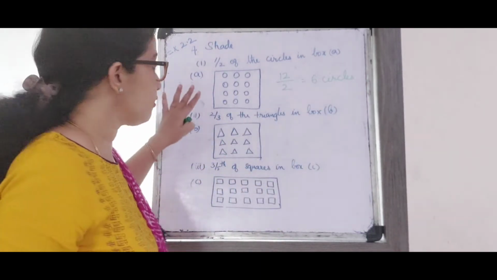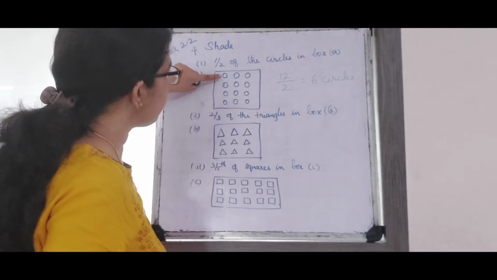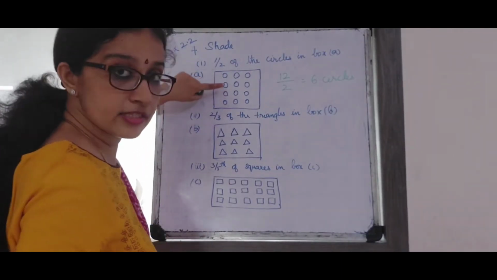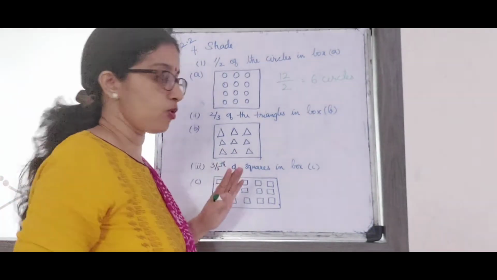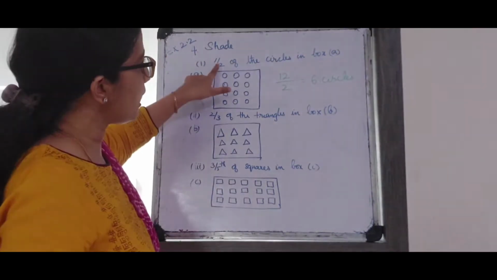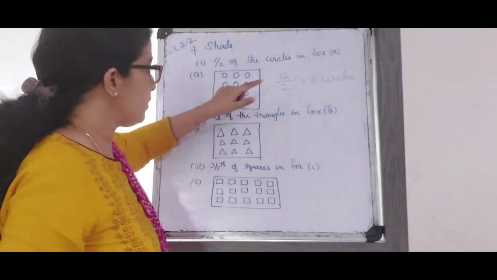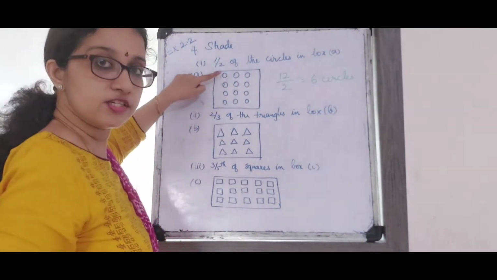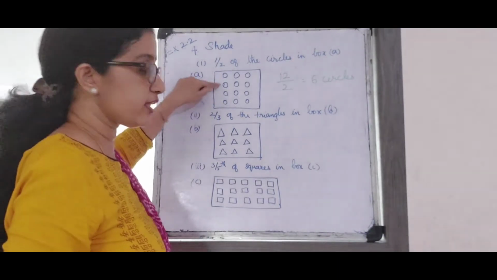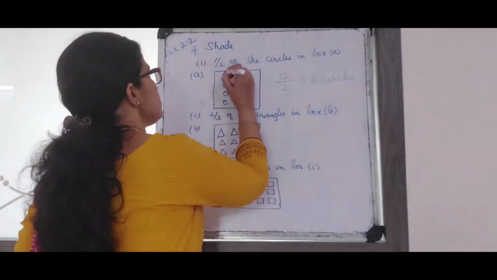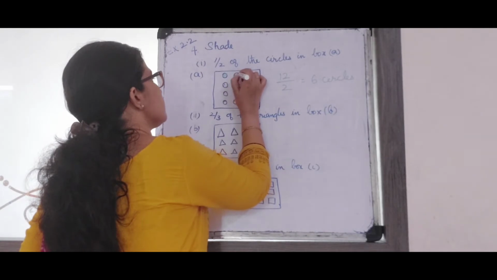There is another easier way. Just see, there are 4 rows in this box, right? 1, 2, 3, 4. 4 rows are there in this box. So if they are asking shade half of the circles, it means that we have to shade 2 rows. That is, half of 4 is 2. So 2 rows we have to shade, that is 6 circles. Okay, so let's shade 2 rows.